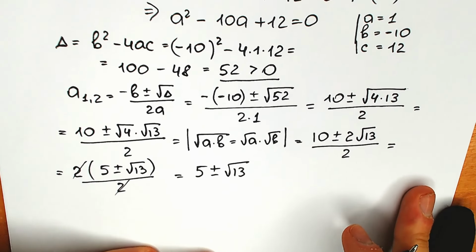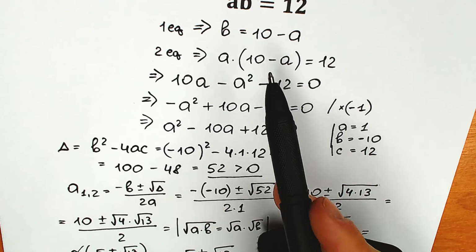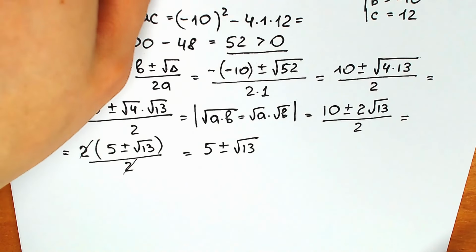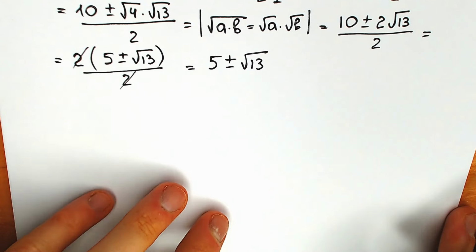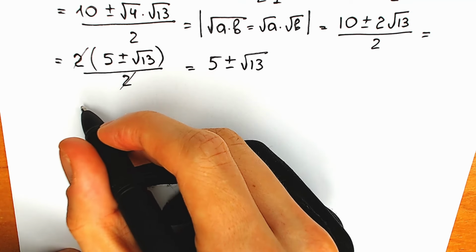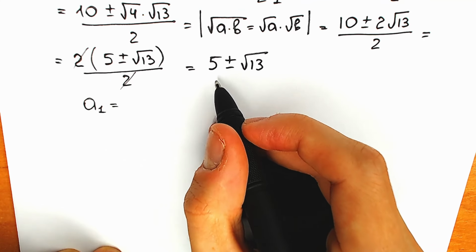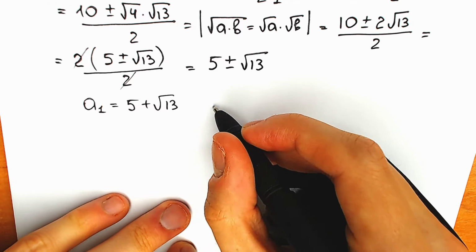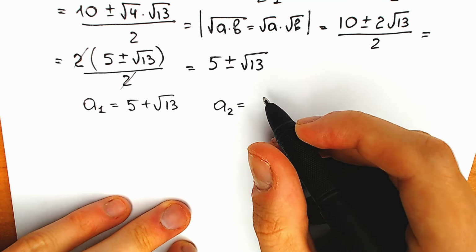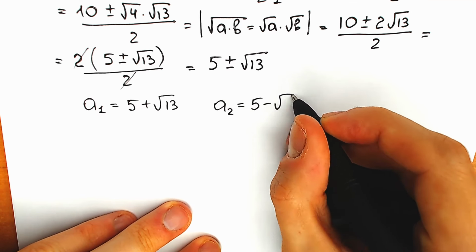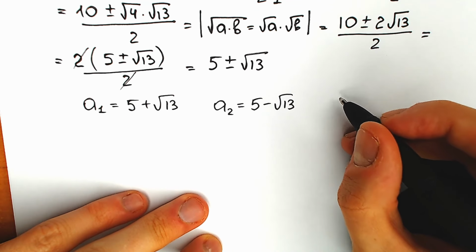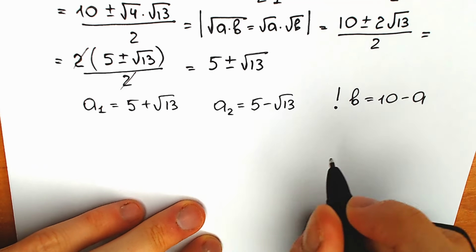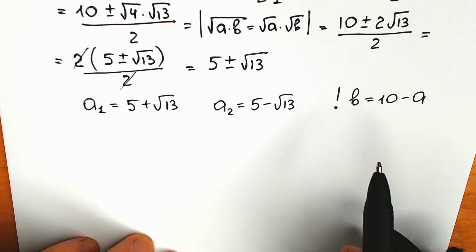Don't forget about b, because right here, where do we have it? We need to remember this one: b equals 10 minus a. So I'm gonna write a full solution to this question. First of all, I want to write a first equals, let's go with the plus sign, 5 plus the square root of 13, and let's write the second one. So a second equals 5 minus the square root of 13. Right now, as I said before, a really important moment, because b equals 10 minus a. And right now let's find b first and b second.